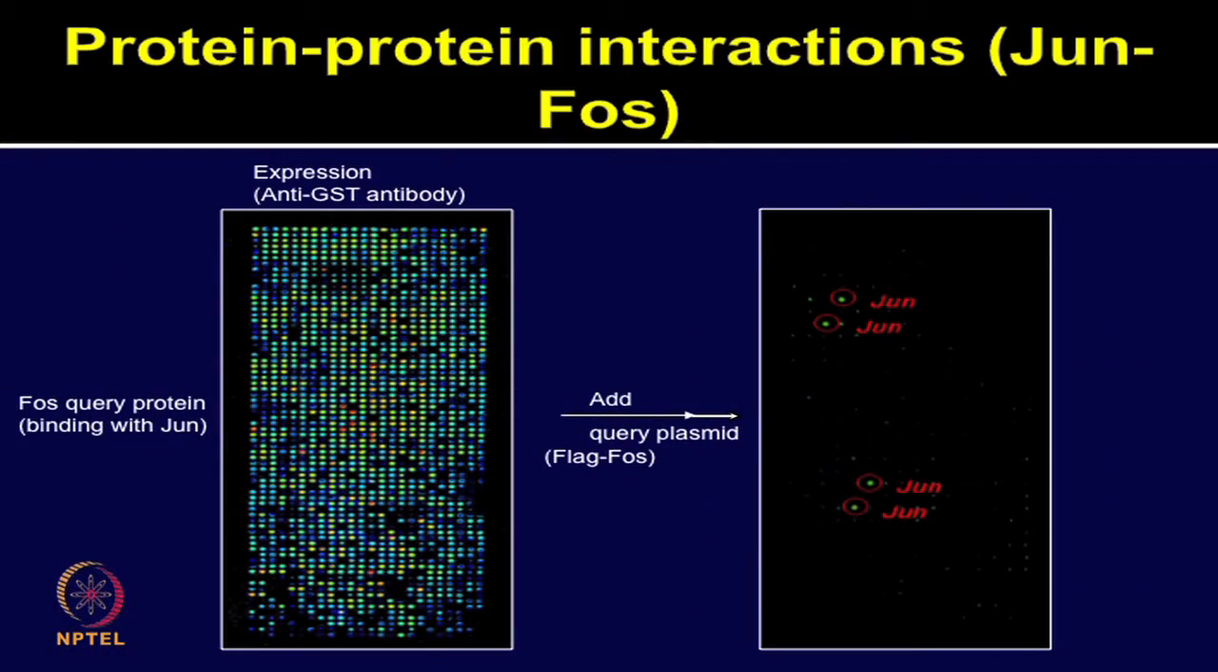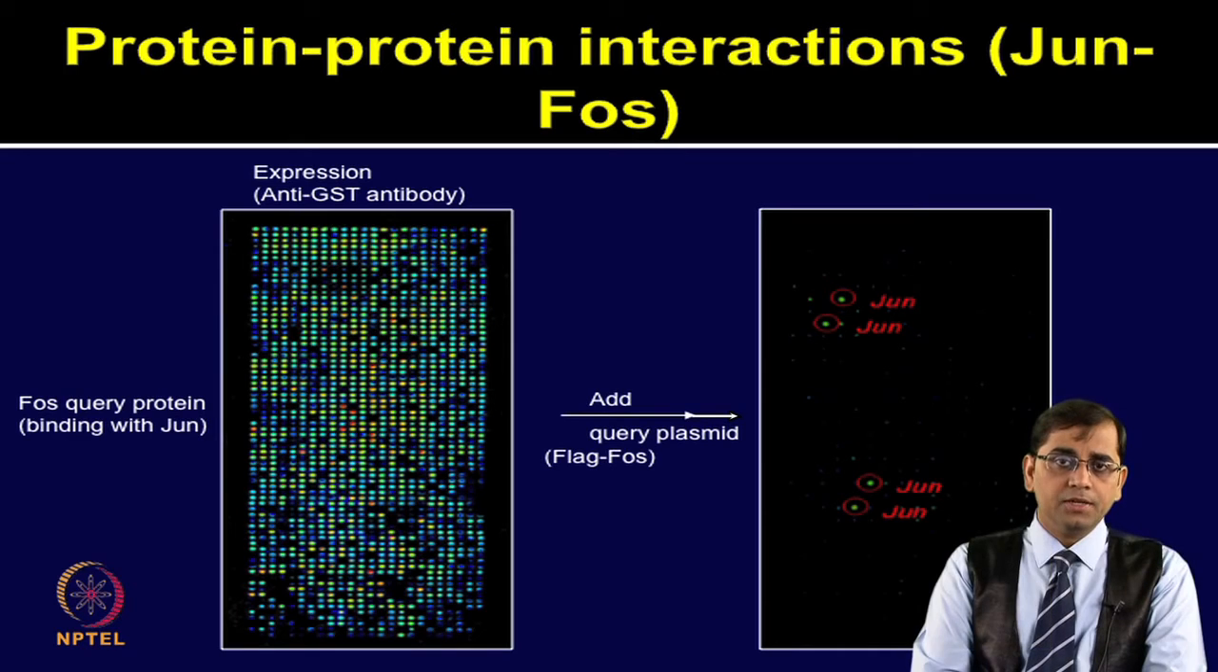The previous array which we talked about was a small test array, but if you really want to perform a proteome wide screen to test protein-protein interaction, you have to use high density protein arrays. Now, on this slide, I am showing you a high density protein array to test the same protein-protein interaction of Jun and Phos protein pairs.